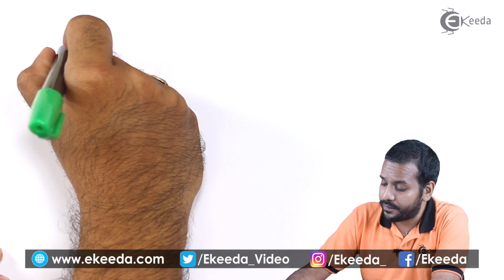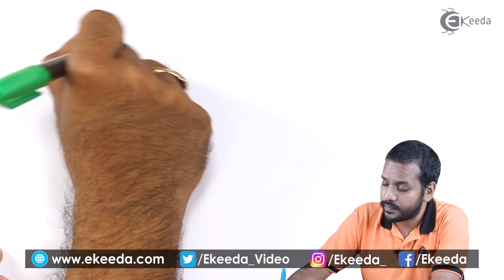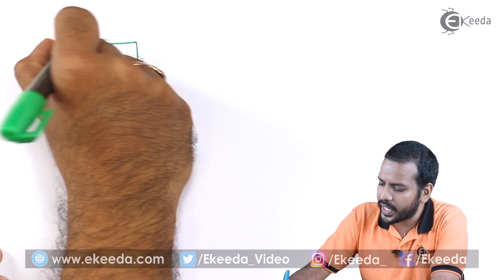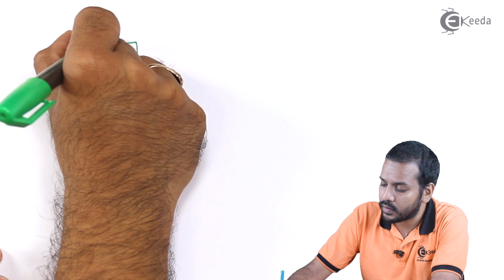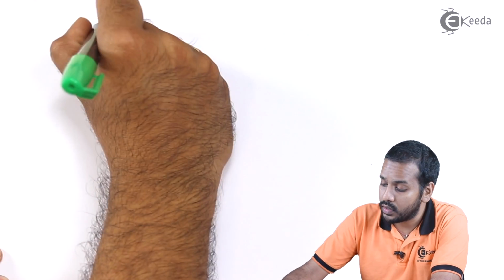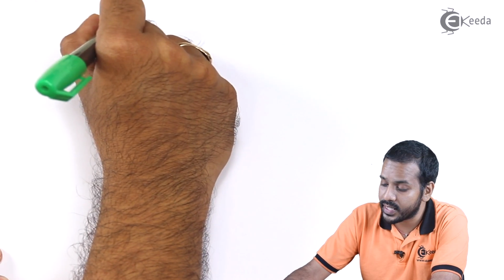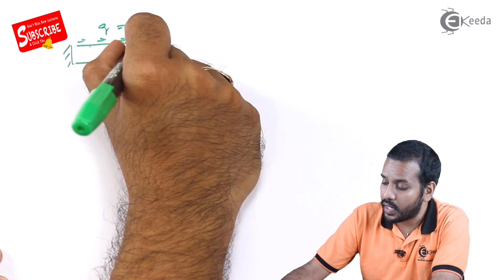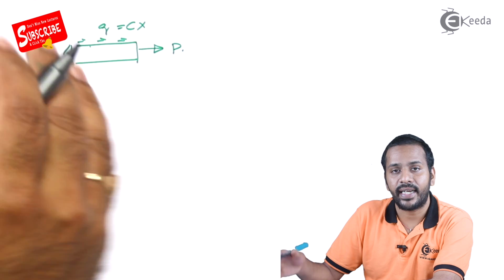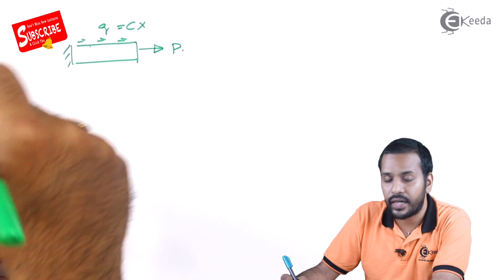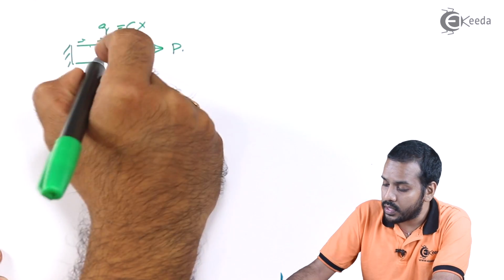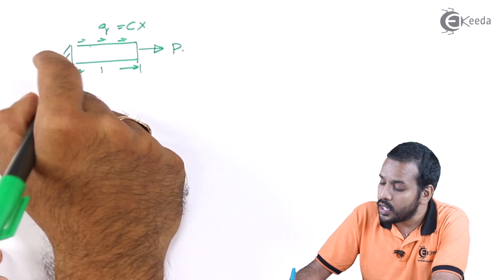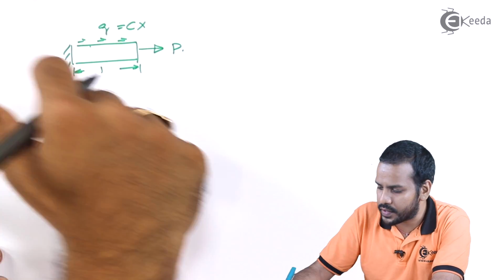Let us take a bar, same problem, again with a body force. There is a body force Q, given as Cx, varying with x, and there is a point load P acting at the right end, and on the left hand side you have a fixed support. Let the bar have a length of 1 unit. Let us first find the exact solution for this.